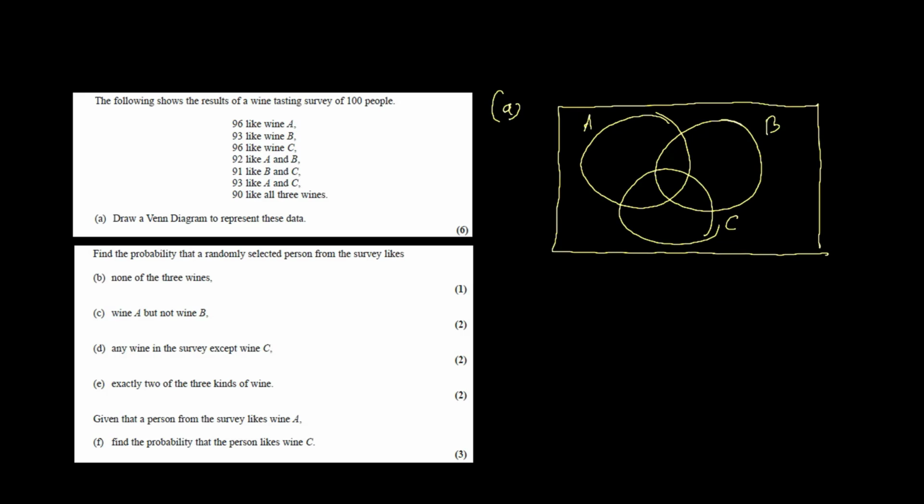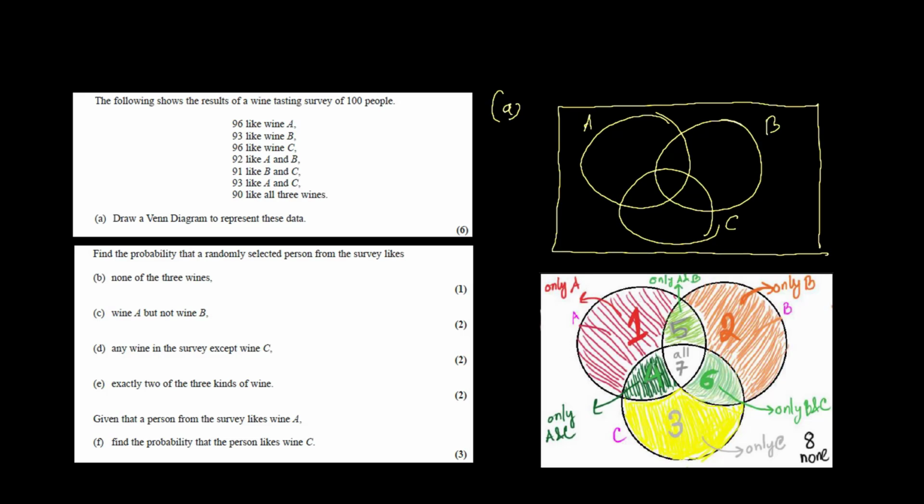The first question is, set A is 96. So this entire circle which is representing set A, that is 96. Set B is 93, set C is 93. All of this refers to the entire set. You have to remember that. So you always start from the intersection, A intersection B intersection C, right here. Do we have 90 who like all three wines? So this particular region is going to be 90.